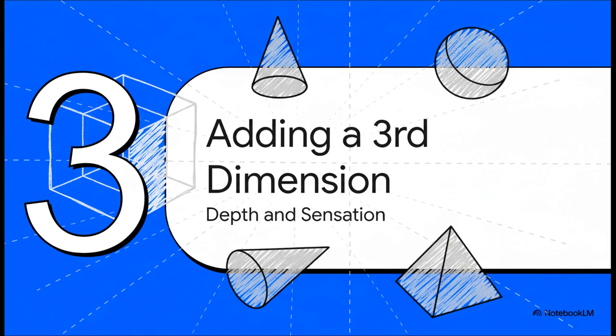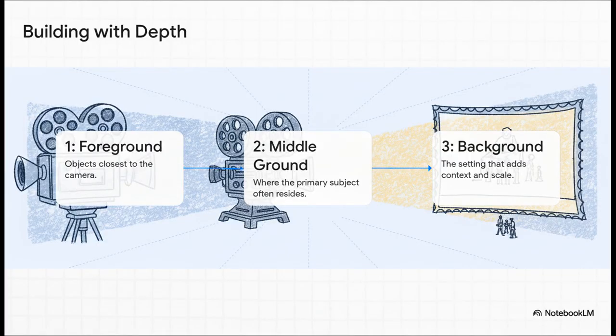But now we get to the real magic, creating the illusion of a 3-dimensional world. A world with layers, texture, and a sense that you could almost reach out and touch it. The secret to this illusion is thinking in 3 distinct planes. You've got the foreground, the middle ground, and the background.